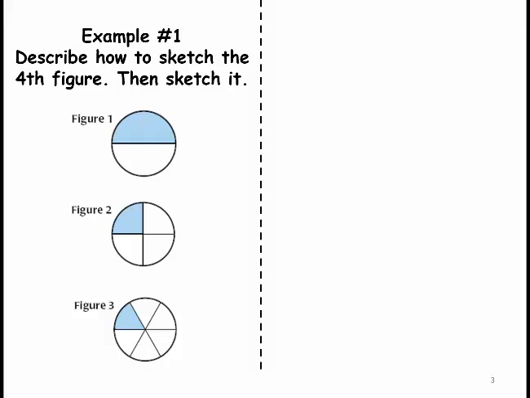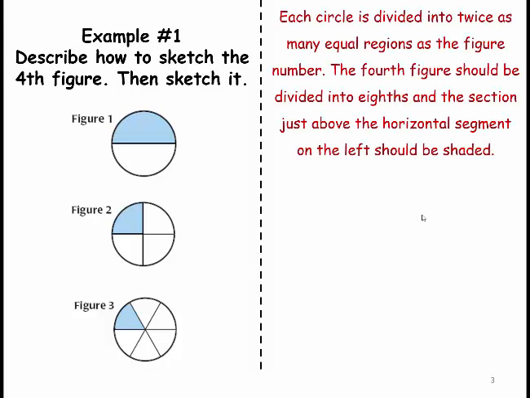So this one here, describe how to sketch the fourth figure, then sketch it. So it looks like I have this circle, it's cut in half, and then that one's cut in half, right? And then it looks like here it goes from 2, 4 to 6 pieces of the pie. Well, each circle is divided into twice as many equal regions as the figure number, right?